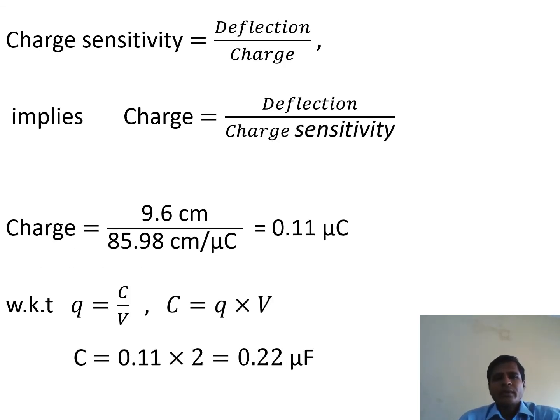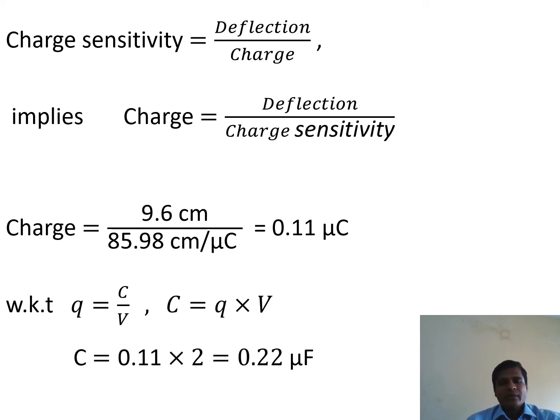We also know that charge sensitivity can also be defined as deflection per unit charge, that is charge sensitivity is equal to deflection upon charge, which implies charge is equal to deflection upon charge sensitivity. So therefore charge is equal to, after substituting the values of deflection, that is 9.6 centimeter, upon charge sensitivity, that is 85.98 centimeter per microcoulomb. After calculation, the charge, that is Q, comes around 0.11 microcoulomb.